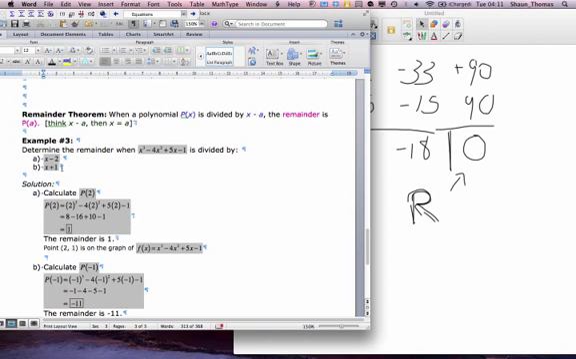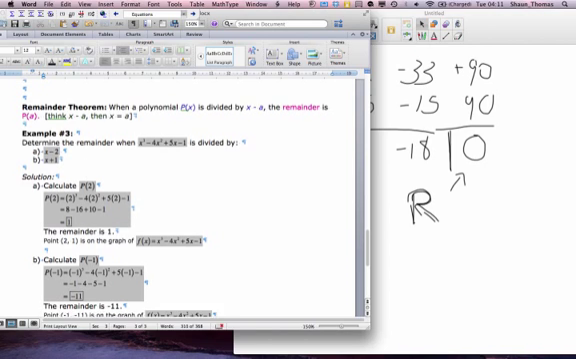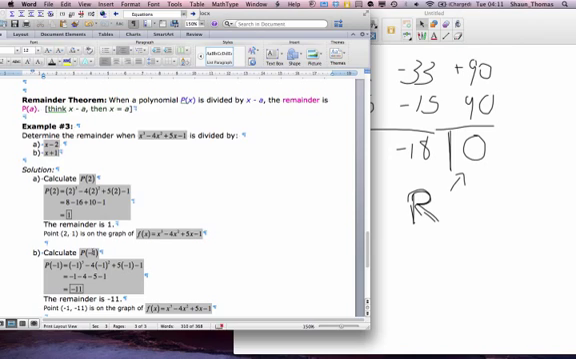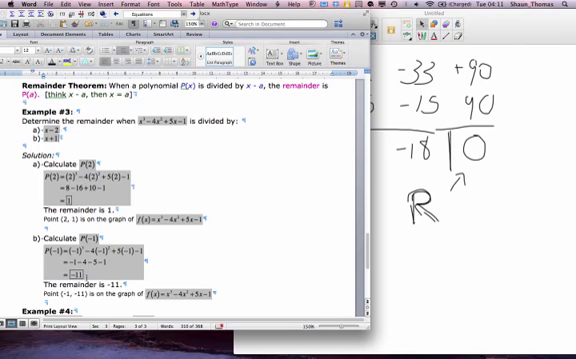Similarly, with b here, x plus 1 tells us that the x value we're going to test is negative 1. If it helps you remember, just think that we have to switch the sign to actually find the x value we test. So we take negative 1 and plug it into our polynomial, and we find we have a remainder of negative 11.